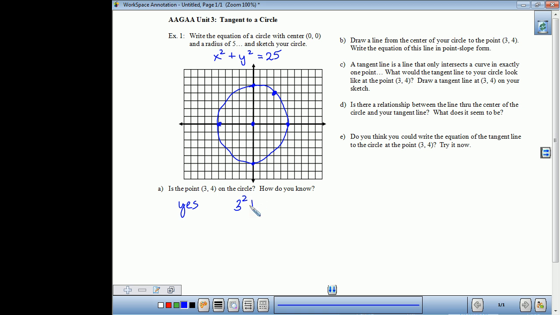So we do 3 squared plus 4 squared. Does that equal 25? And 9 plus 16 is 25. So yes, I know that it does fall on the circle, even if my drawing is a little shy of perfect. So now we're asked to draw a line from the center of our circle to that point. So we're going to come in here and draw a line from the center of the circle to that point.